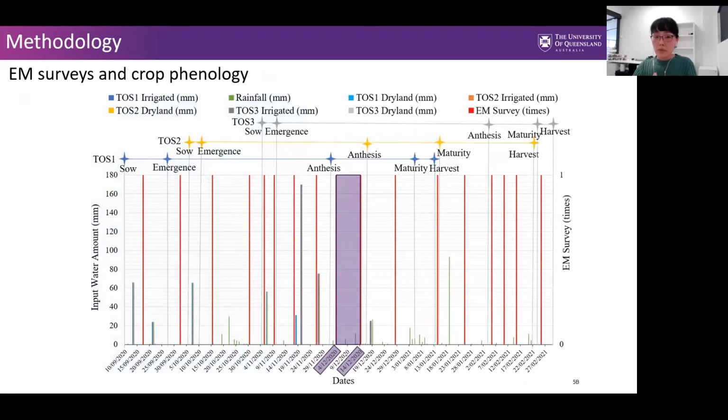To test the EM approach, two continuous EM surveys on the 4th and 14th of December were selected. This period covers a wide range of the sorghum growing stages, including the flowering period for the winter sown sorghum, 1 week before flowering for the spring sown sorghum, and 4 weeks after the sowing of the summer sorghum. In this period, there was also no significant rainfall or irrigation, which means the changes in the soil moisture profile were driven by the crop water use.